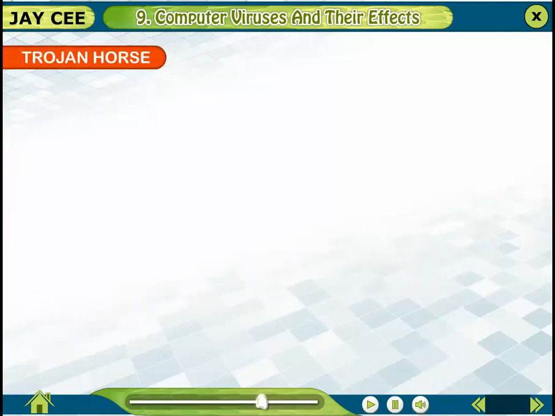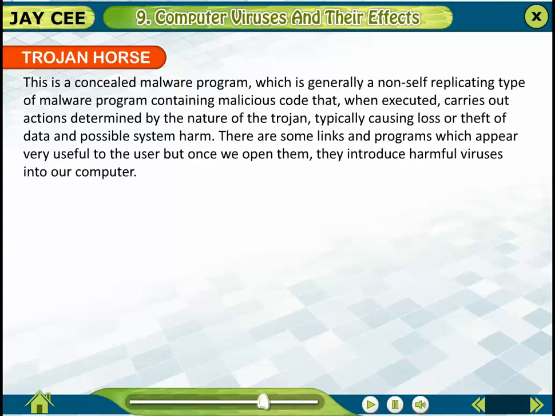Trojan horse. This is a concealed malware program, which is generally a non-self-replicating type of malware program containing malicious code that, when executed, carries out actions determined by the nature of the Trojan, typically causing loss or theft of data and possible system harm. There are some links and programs which appear very useful to the user, but once we open them, they introduce harmful viruses into our computer.